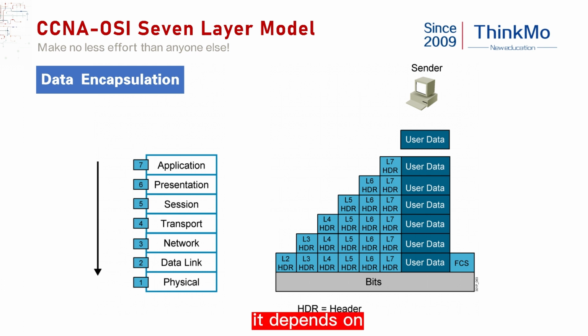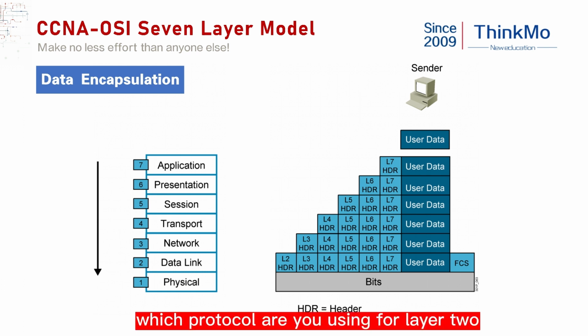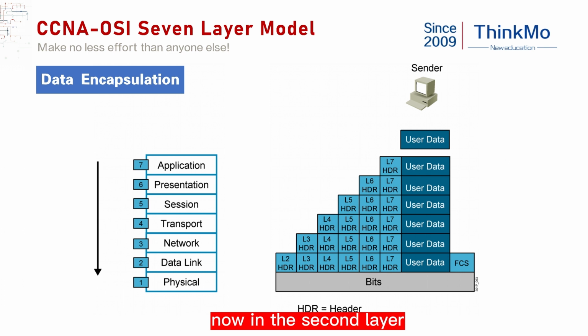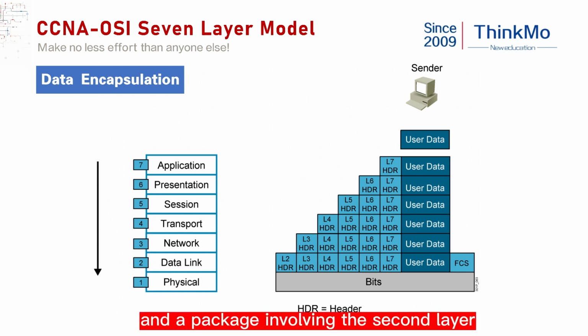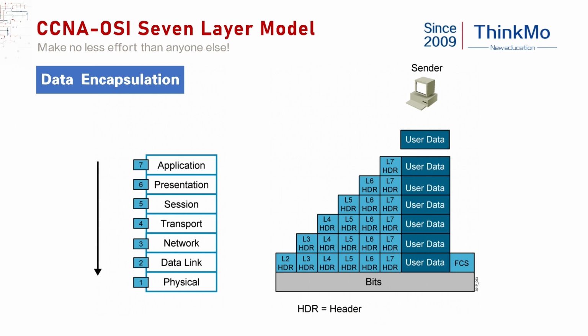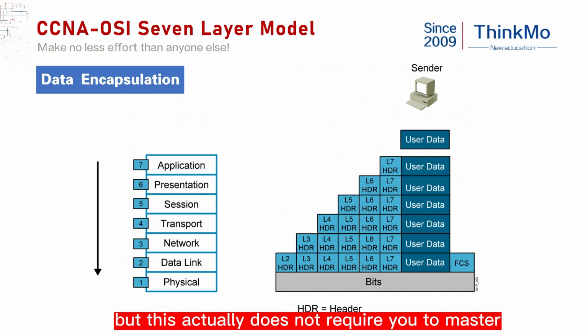It depends on which protocol you are using for layer 2. In the second layer, the more standard one we are using now is the Ethernet 2 frame. If you use it, our final data size is 1518, which we will talk about today. I'll tell you all in a while. We will refer to an MTU value and a packet length involving the second layer. But this actually does not require you to master.